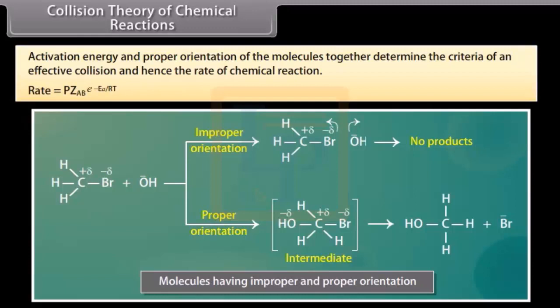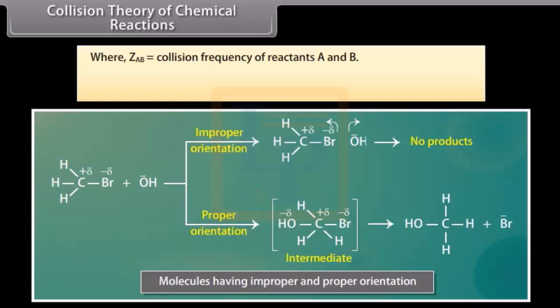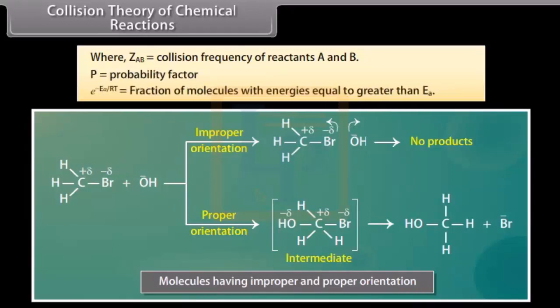Rate is equal to the product of P, ZAB and e raised to the power minus EA upon RT, where ZAB is equal to collision frequency of reactants A and B, P is equal to probability factor, and e raised to the power minus EA upon RT is equal to fraction of molecules with energies equal to or greater than EA.